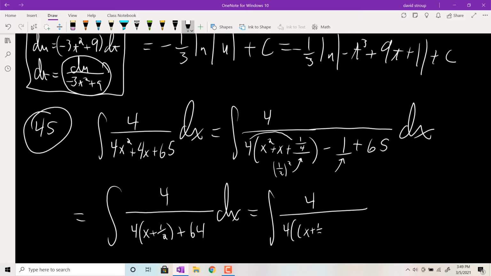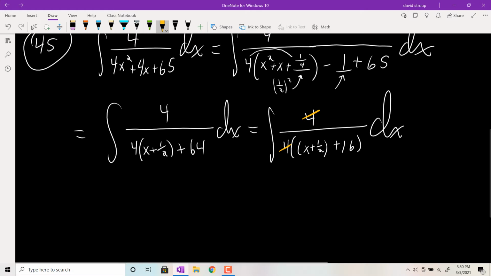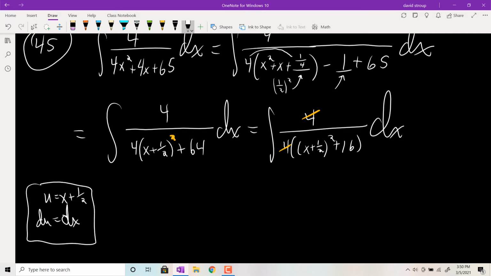You just factor the 4 out of the denominator. You get this expression, and then you have a nice little cancellation. Boom, boom. And it's turning into, this should be squared, sorry, a nice inverse tan, right? So the u here is x plus 1/2. Of course, du is just dx in this case, so dx is du.